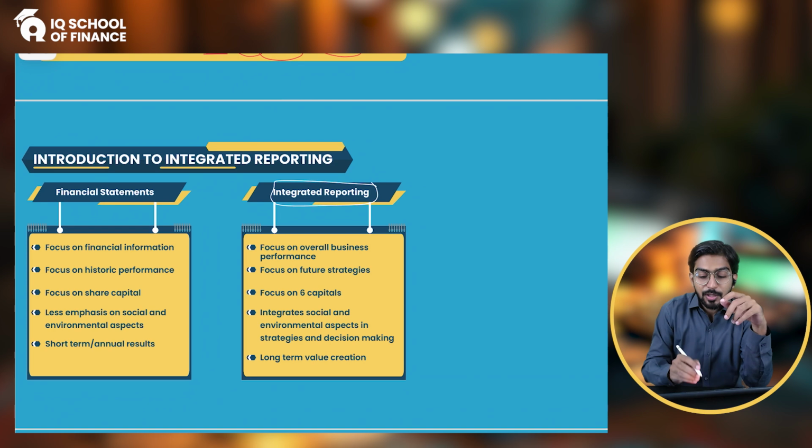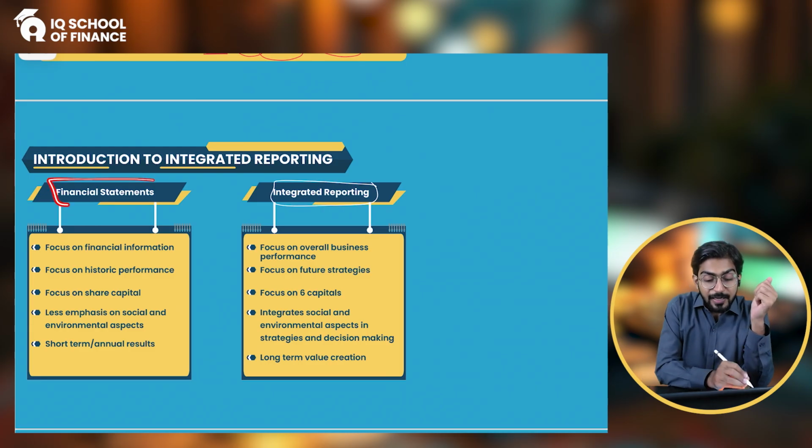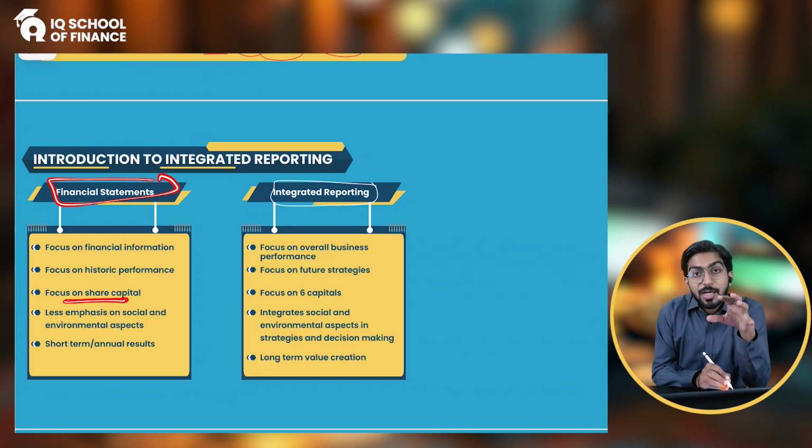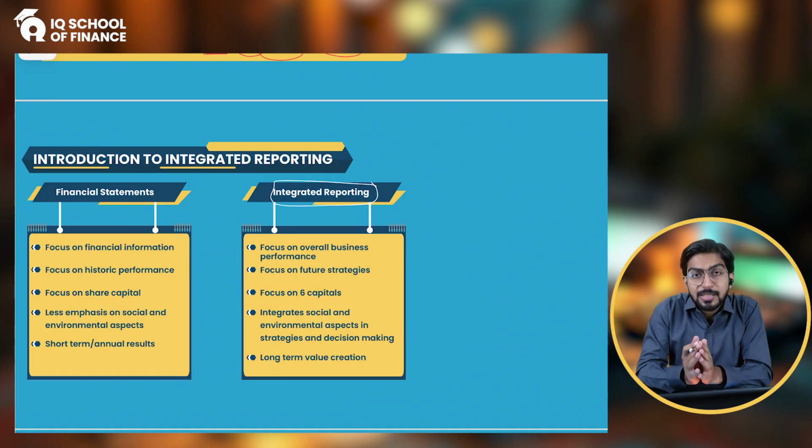So the integrated reporting actually provides you this information about the future strategies, about the future status or the future growth of the company. The financial statement only focuses on the share capital, your monetary capital. But the integrated reporting talks about the six capitals. And we are going to cover these six capitals in detail. But right now, I'm just telling you that there are six types of capitals which an entity uses. And integrated reporting talks about all of them. And the financial reporting only talks about one of them. Obviously, who is giving you the comprehensive information?